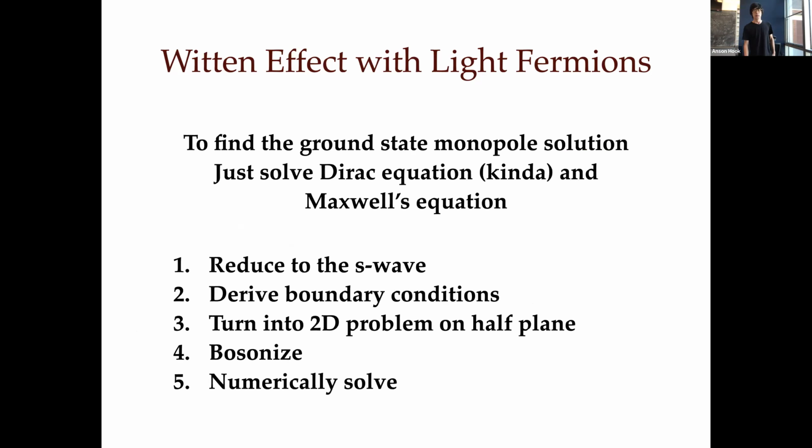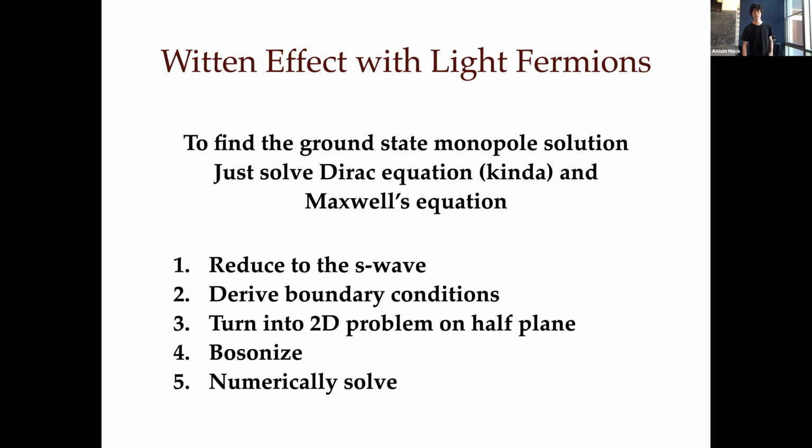Like I said, I'm just going to solve the Dirac equation. Due to the Witten effect, things are going to have electric charge, so I also want to solve Maxwell's equation. The complication of solving the Dirac equation is the fact that I also need to take into account the anomaly somehow, that one loop effect.